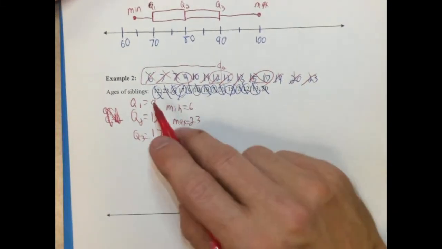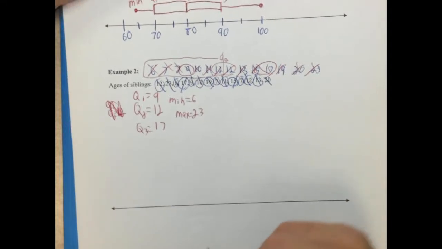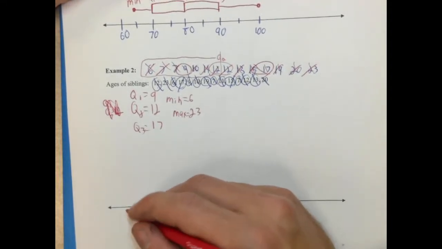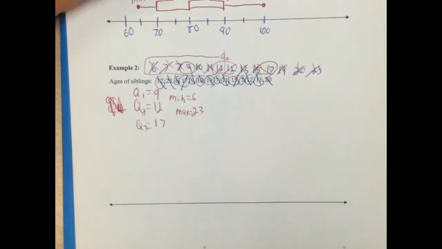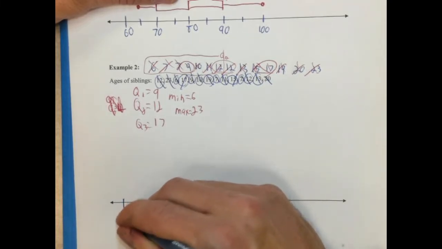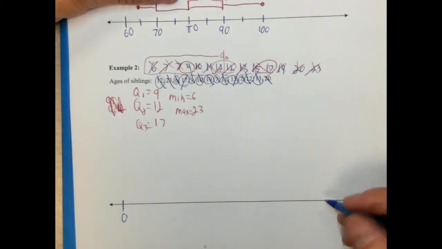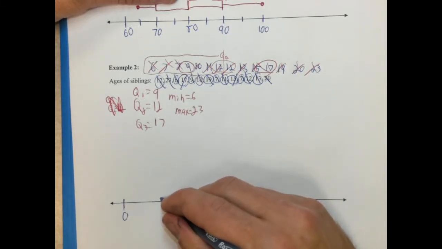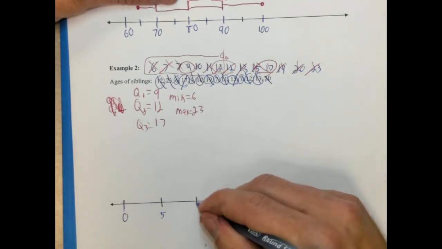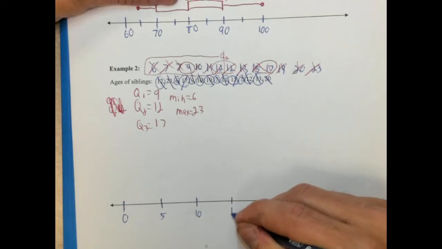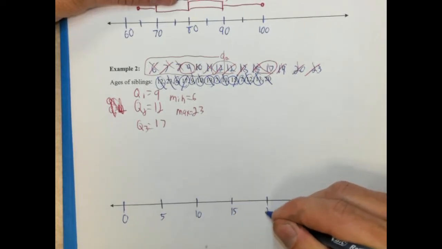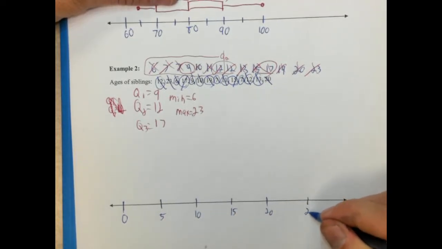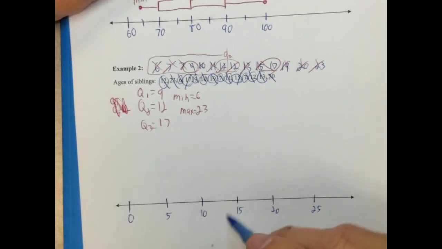All right, so we're going from 6 to 23. So I'm going to go from 0 to 25. That's fine. I'll try to make this a little better this time. So 0. Let's go by 5s, I guess. 5, 10, 15, 20. Not bad. That's a little better.